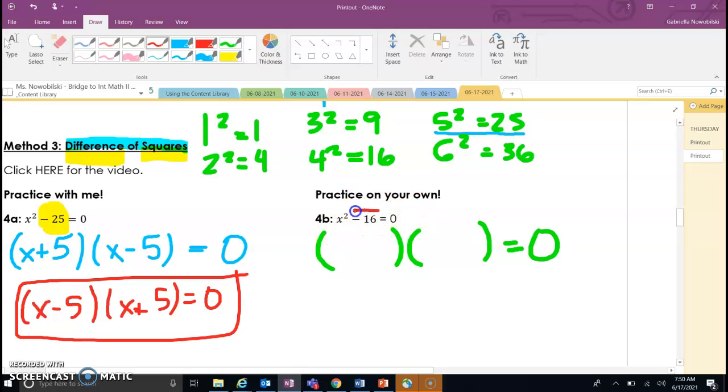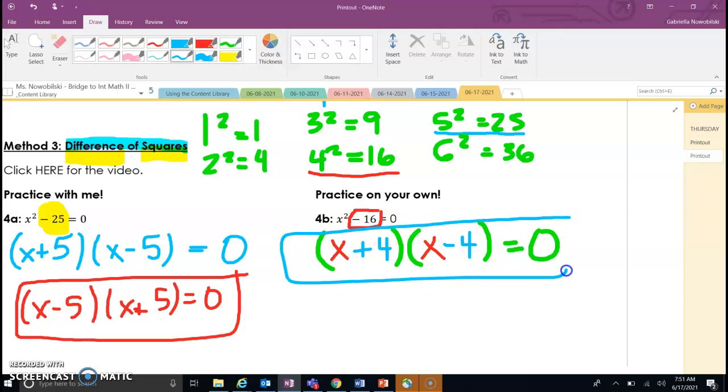But I do see this special number 16 is a perfect square. So I need to break up my factors. X times x is going to get me to this x squared. I want to get to negative 16, so I want a plus and a minus. And I know 4 times 4 is what gets me to 16. That's the perfect square. So these are the 2 factors you should have ended up with.